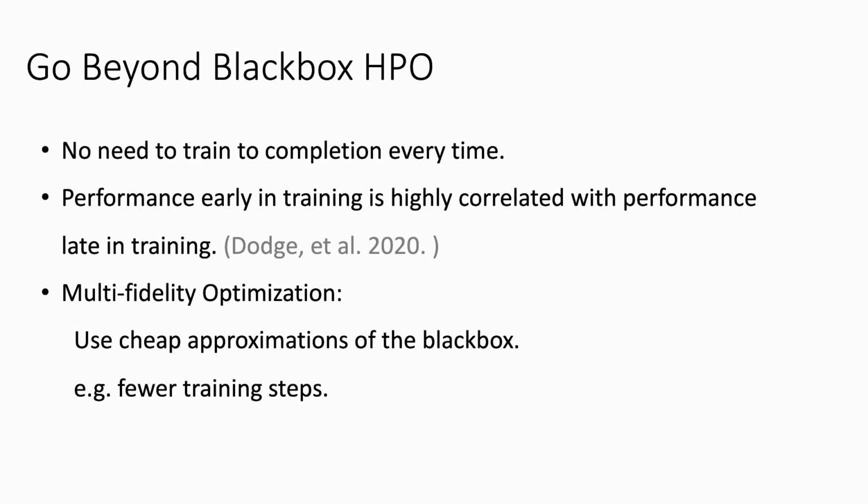HPO methods typically require waiting for the model to converge. This waiting time can be a bottleneck for HPO runs. However, it turns out we don't always have to train to completion every time. Dodge 2020 demonstrated that performance early in training is highly correlated with performance later in training. As a result, we can apply multi-fidelity optimization, which uses more affordable approximations of models. For example, we could run fewer training steps before gathering performance results.